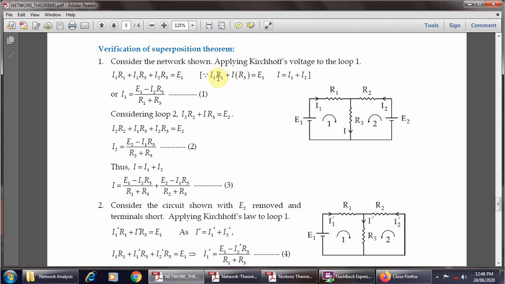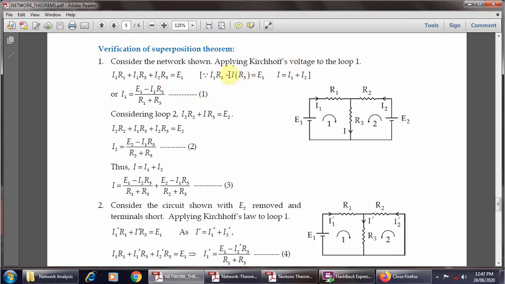Therefore I1 R1 plus I R3 is equal to E1, because I is equal to I1 plus I2. From this equation, I1 R1 plus I1 and I2 times R3, R3 will be taken as common, and I1 plus I2 is nothing but the total current I. Therefore I1 R1 plus I R3 is equal to E1.